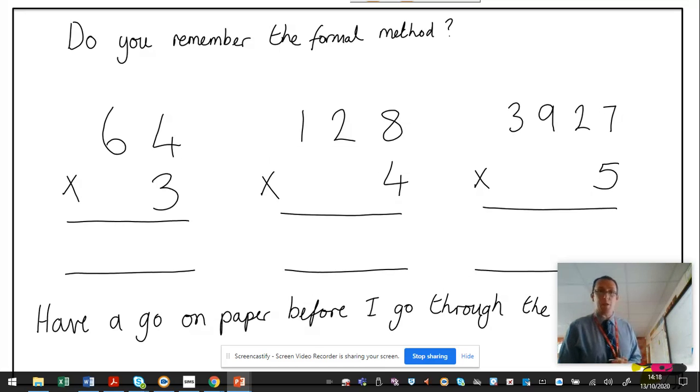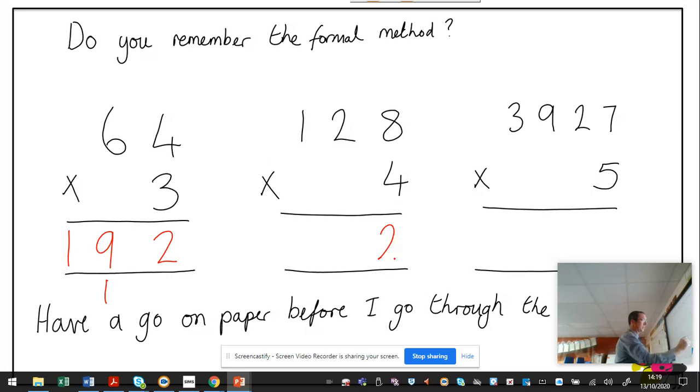Okay, hopefully you had a quick go at those. So let's go to it. 3 times 4 is 12. 2 goes in there. We carry the 1. 3 times 6 is 18. Add my 1 is 19. 192, because it was really 3 times 60. Add the 10. Okay. 4 times 8 is 32.